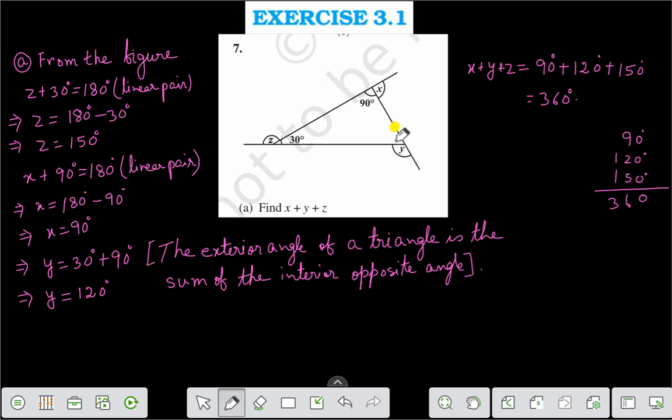Or you can find the value of this angle first, because we know that the sum of the angles of a triangle is 180 degree. From that you will find the value of this one, and y plus this is equal to 180. There is a linear pair, and you will find the value of y in that method also.